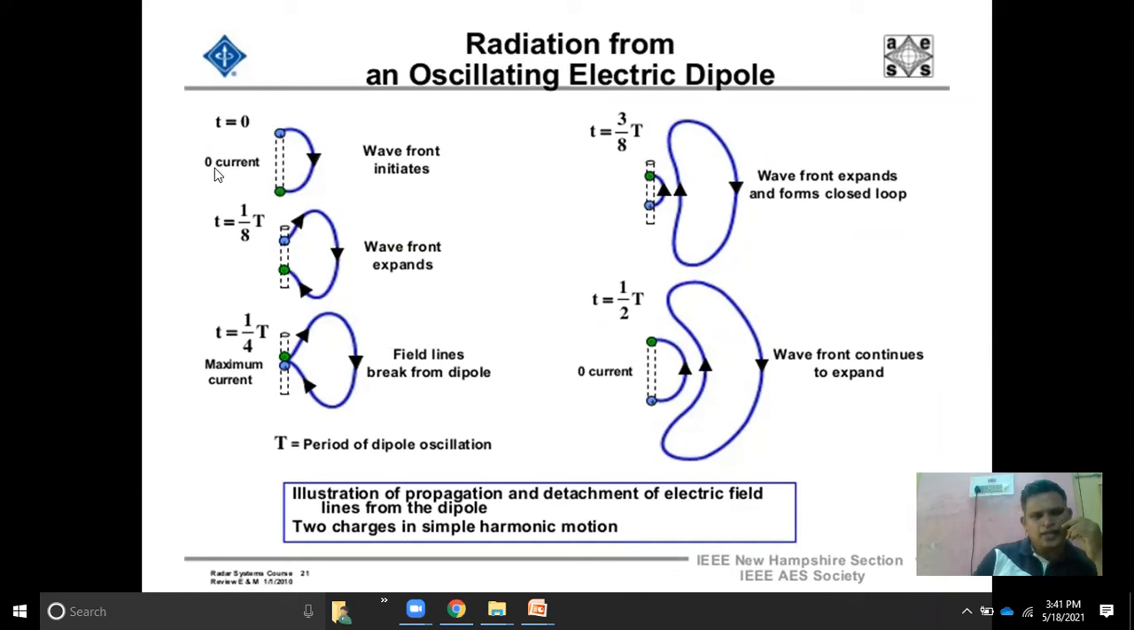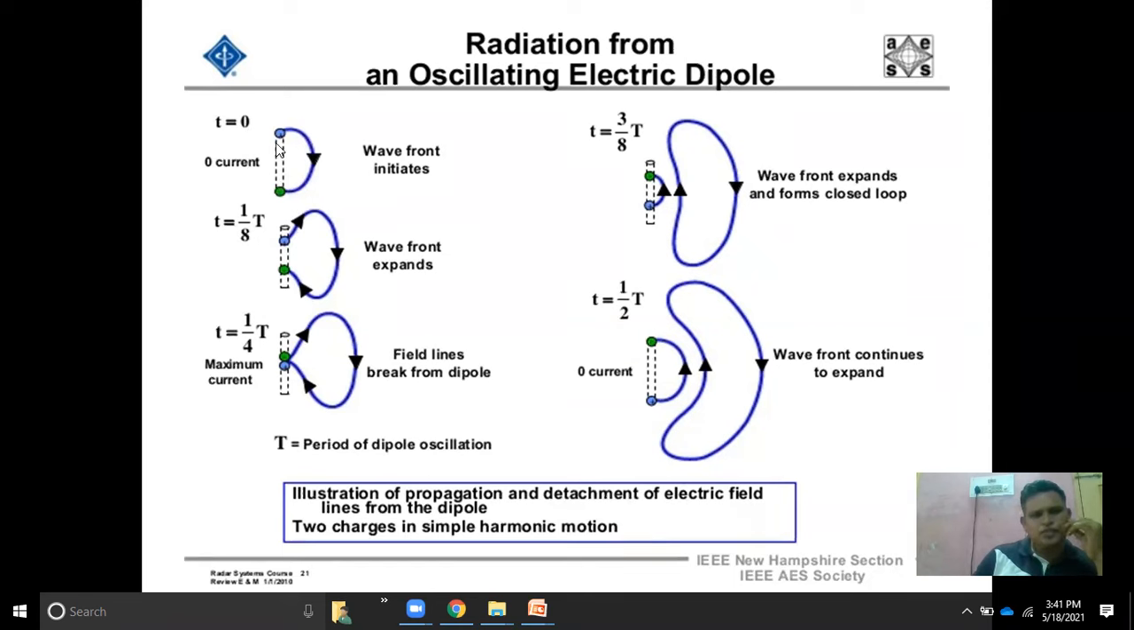When the current is 0, at t is equal to 0, there is a field line. Here we are showing only one field line, but in practice there are so many field lines. The field line starts from the positive charge and terminates at the negative charge. This is called the wave front. When these two charges are apart, there is a wave front just initiated.